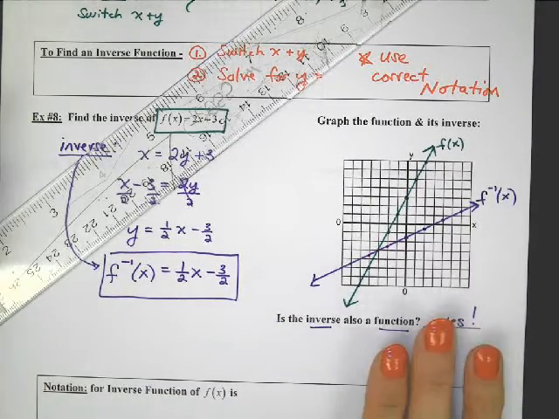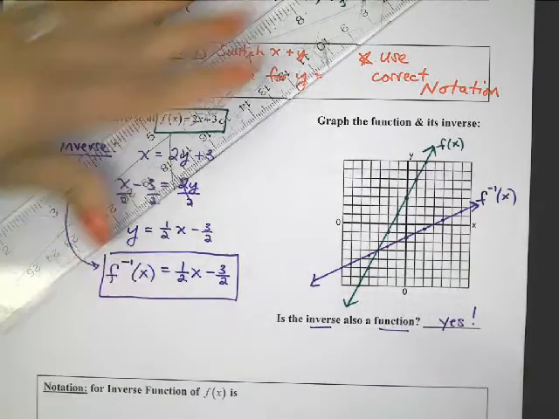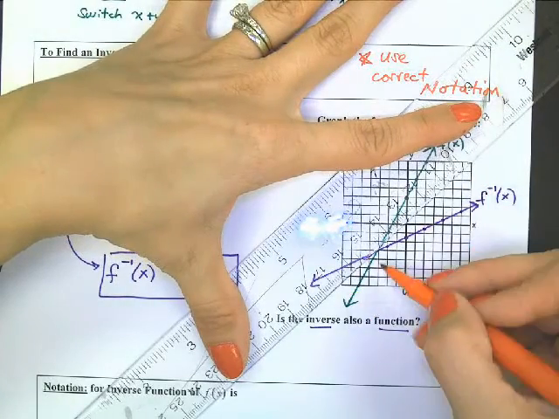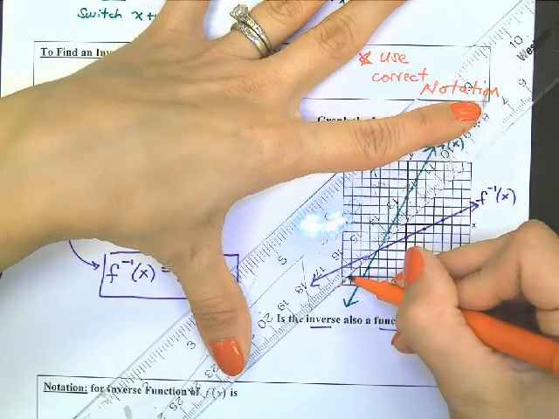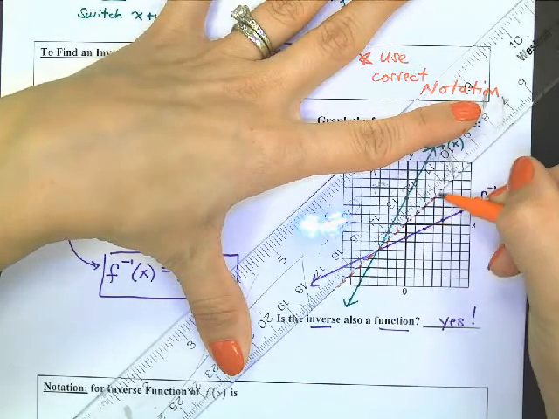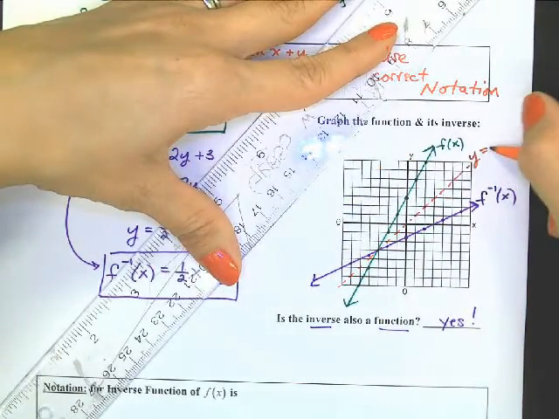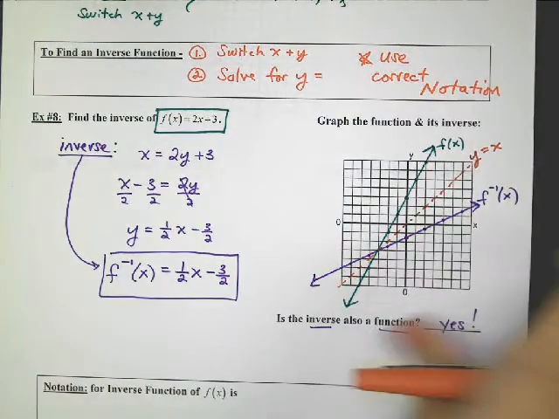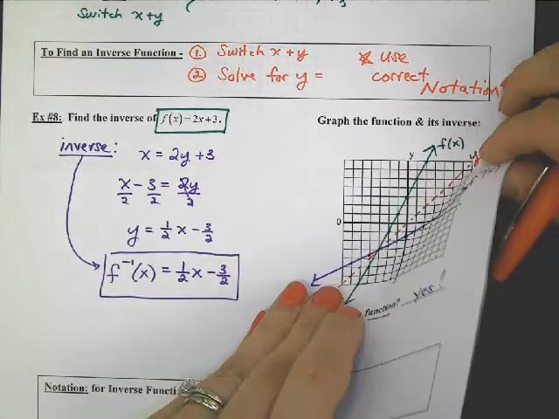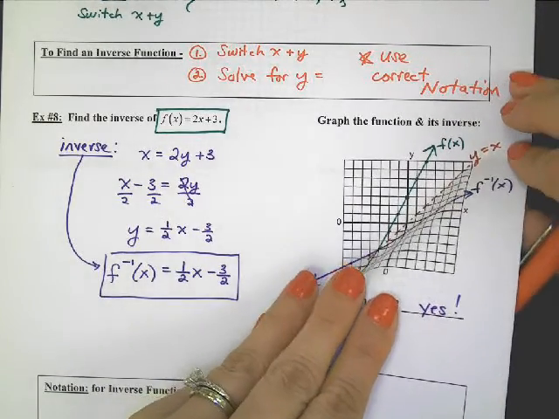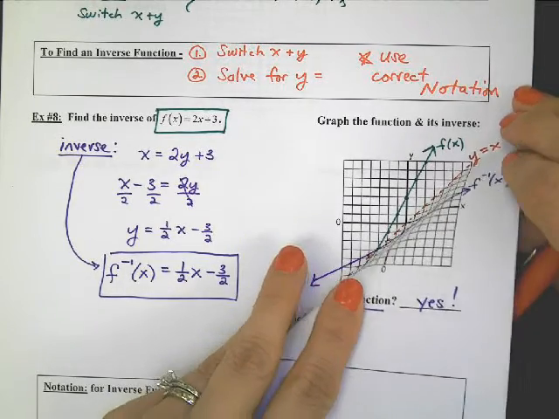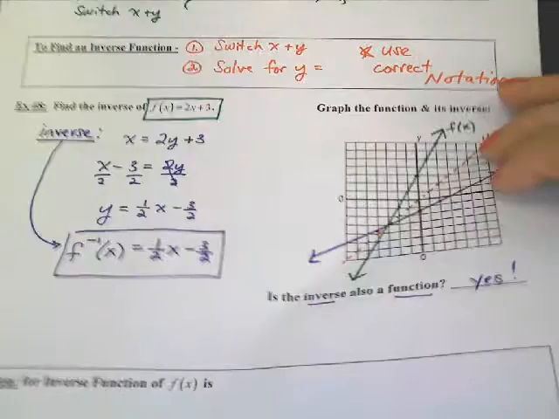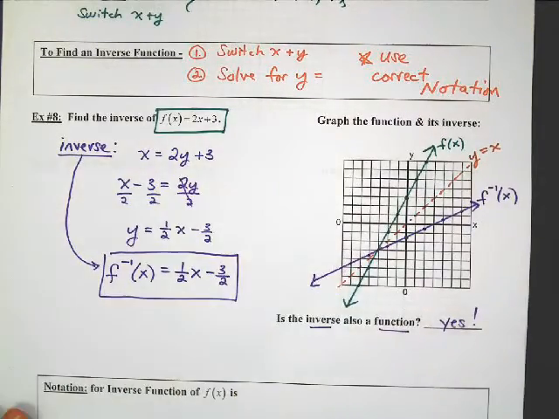There's another line I want you to draw here. And that would be the line that goes right through the origin, negative 10, positive 10, the line y equals x. This line right here, y equals x, is a line of symmetry. If you were to fold your paper along that line, the inverse function would match up exactly with the regular function. They match up right along that line.